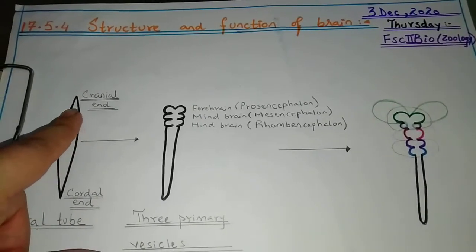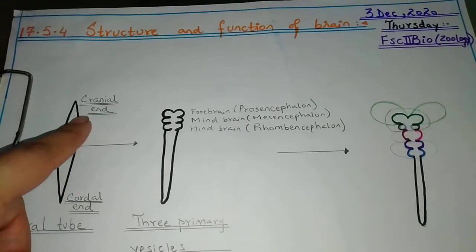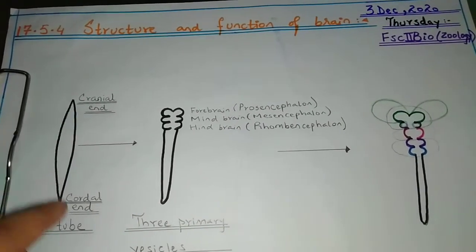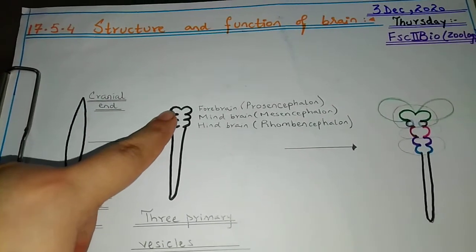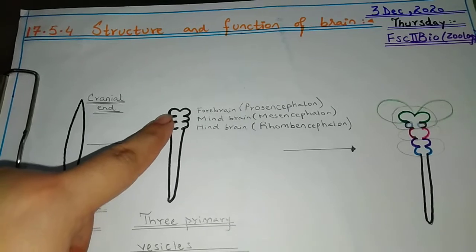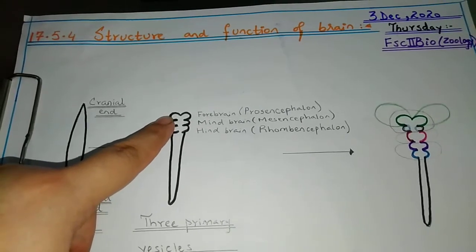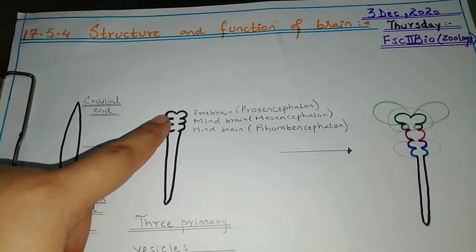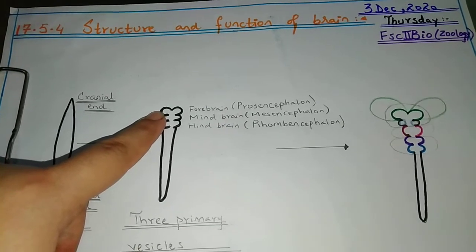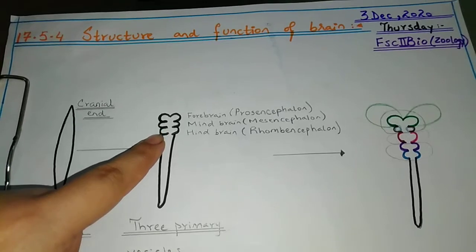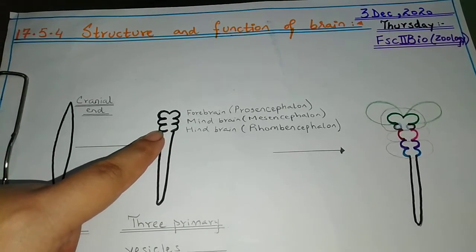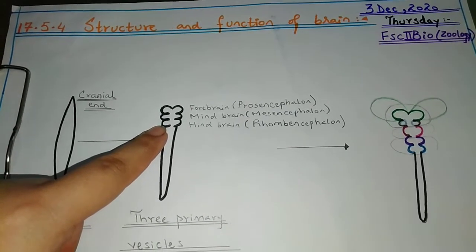At the top of this neural tube is the cranial end, and this is the caudal end. From the cranial end, three vesicles are formed. The upper vesicle is called the forebrain, which is also called the prosencephalon. The lower is called the midbrain. The one below is called the hindbrain, which is the rhombencephalon.